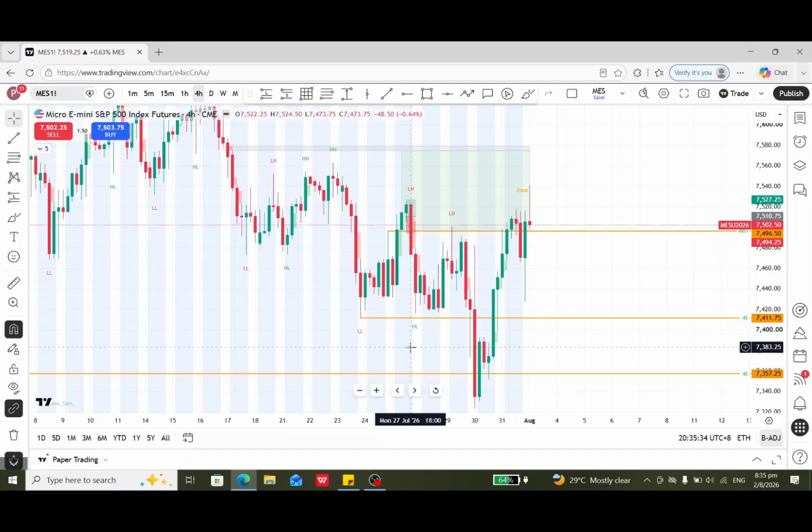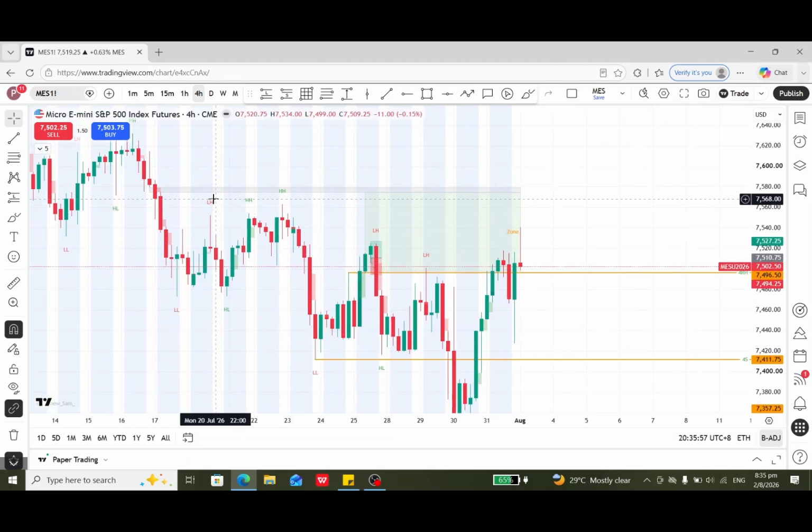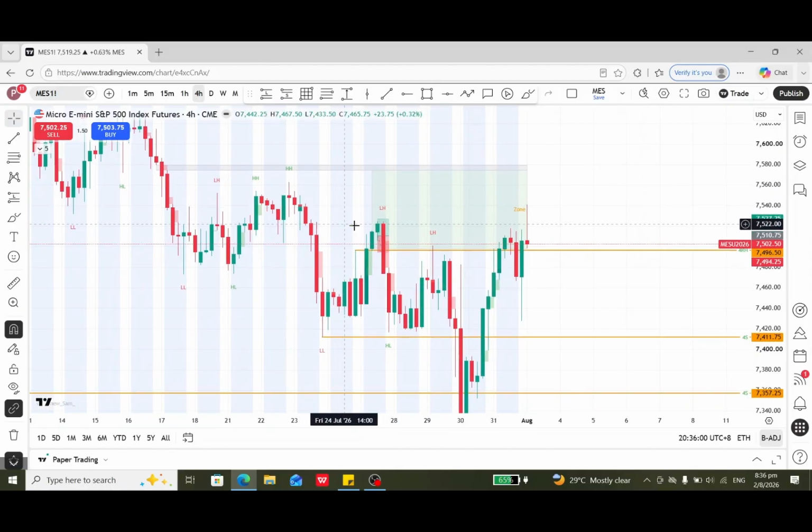Okay, trade recap for S&P 500 this week. Trade on 27th of July, Monday. This is the zone. The zone is from the 4-hour rejection. So this is the 4-hour gap. This is for the 4-hour rejection. For the rejection high, I draw the next zone at the next nearest 4-hour gap. So this is the buy zone for this week.